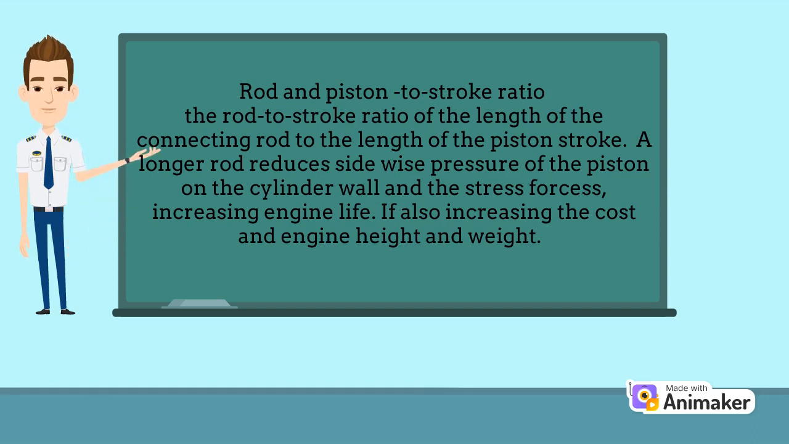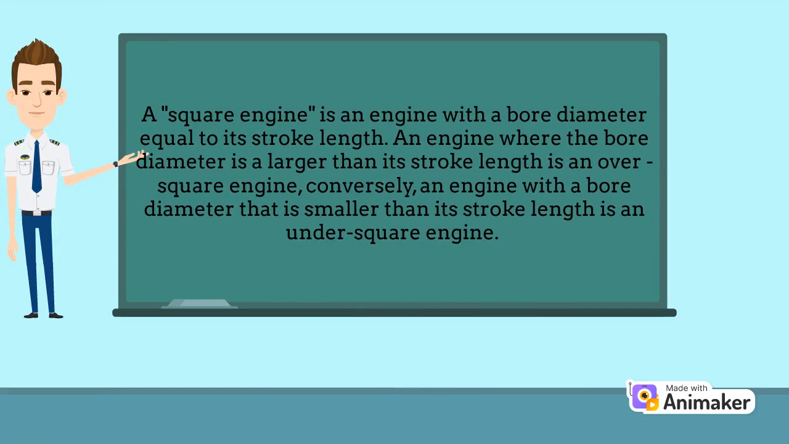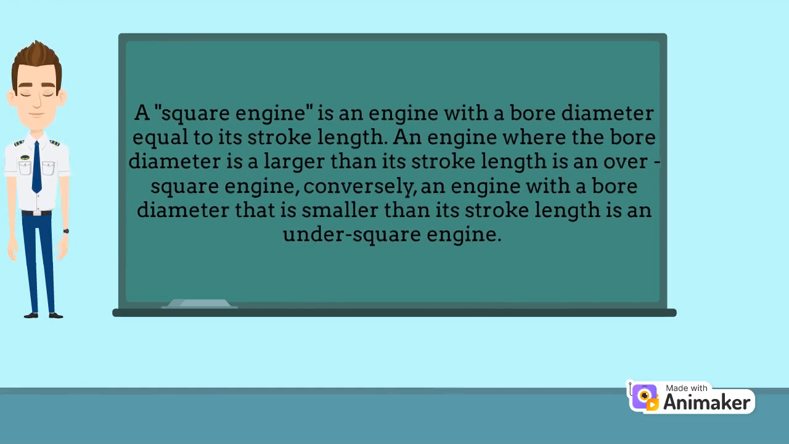The rod to stroke ratio is the ratio of the connecting rod length to the length of the piston stroke. A longer rod reduces sidewise pressure of the piston on the cylinder wall and the stress forces, increasing engine life. It also increases the cost and the engine height and weight. Diameter equal to its stroke length. An engine where the bore diameter is larger than its stroke length is an over-square engine. Conversely, an engine with a bore diameter that is smaller than its stroke length is an under-square engine.